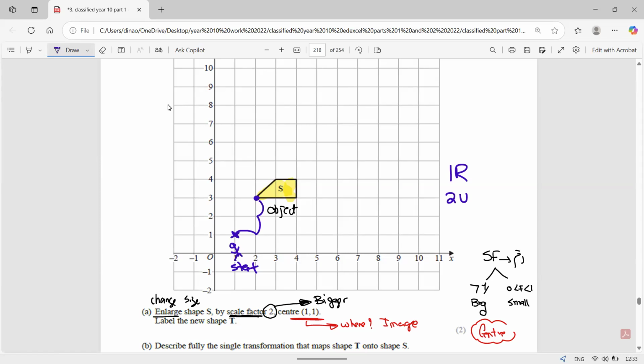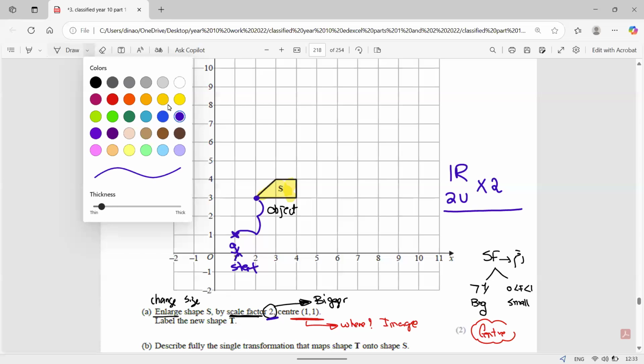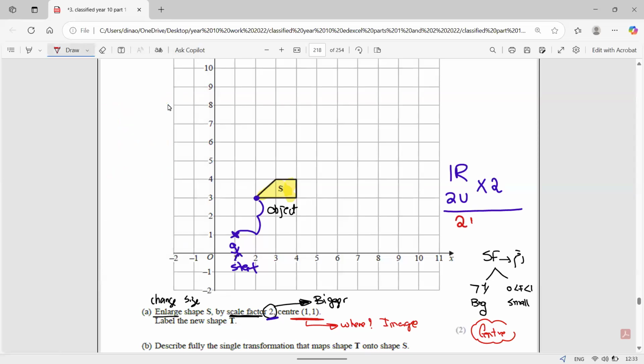Now what do I do with this motion? You multiply it by the scale factor given in the question, which is 2. How do I do the multiplication? You just multiply the values. So 1 times 2 is 2, and the direction will be the same, which is right. And then 2 times 2 is 4, and the direction is the same, which is up. Why didn't I change the direction? Because this is a positive scale factor. So what is this? This is the new position of the point, the new position of the image.